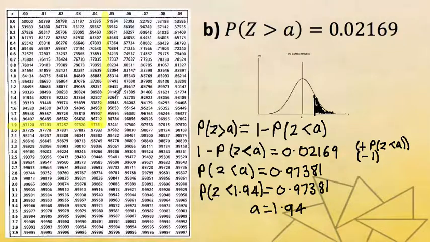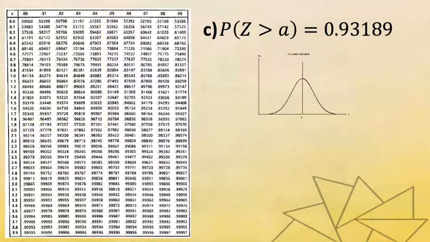Okay, let's have a look at our third example. Third example says find a probability that Z greater than A is equal to 0.93189. So again, we're looking in this right hand tail because I'm going greater than, but this time because this probability is greater than 0.5, what I know is that I'm looking for a probability down here, which is going to be negative.